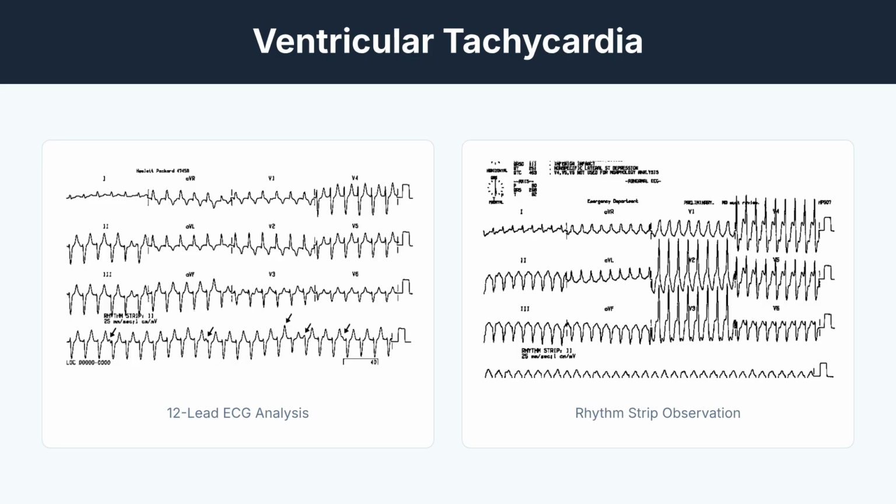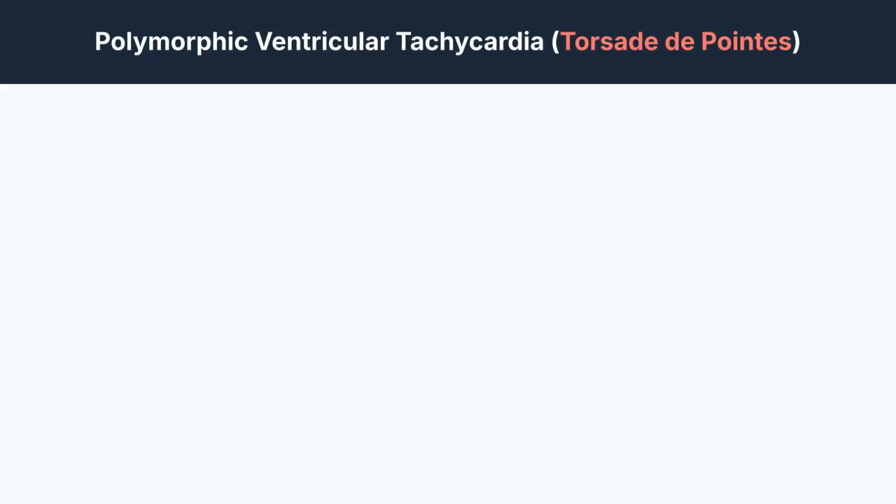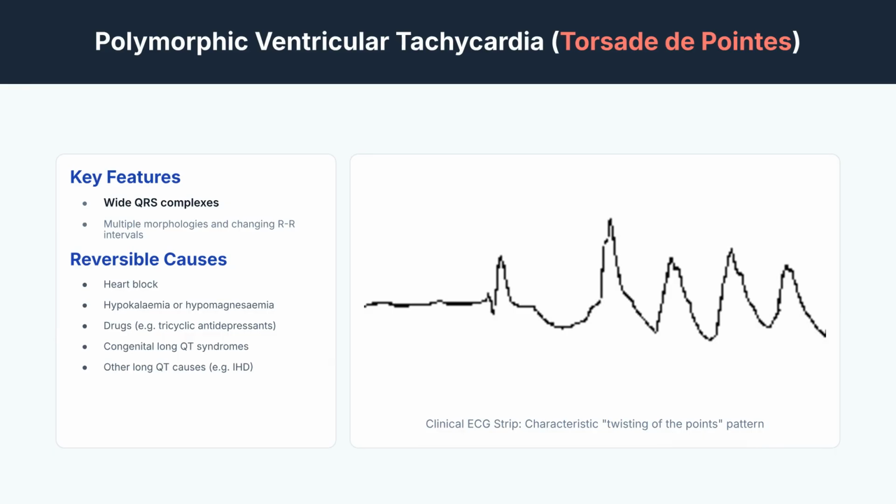Ventricular tachycardia is a rapid, regular rhythm originating from the ventricles. It is characterized by wide QRS complexes, typically at a rate over 100 beats per minute, as seen in both the 12-lead and rhythm strip. Polymorphic ventricular tachycardia, or torsades de pointes, shows wide QRS complexes with multiple morphologies and changing RR intervals. It is often associated with a prolonged QT interval and reversible causes like electrolyte imbalances.